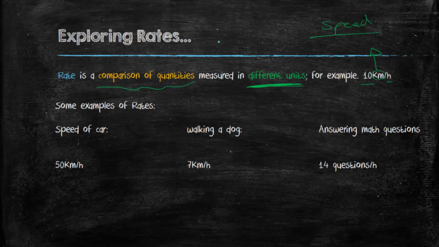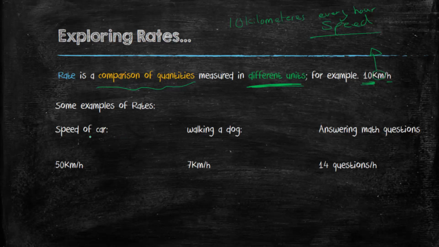What does this mean? It means something travels 10 kilometers every hour. Okay? Every hour. That's what that means. So if this something travels for 2 hours, it'll go 20 kilometers. If that something travels for 3 hours, it'll go 30 kilometers.